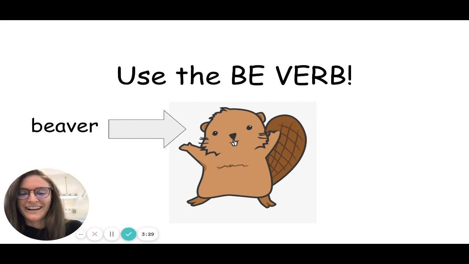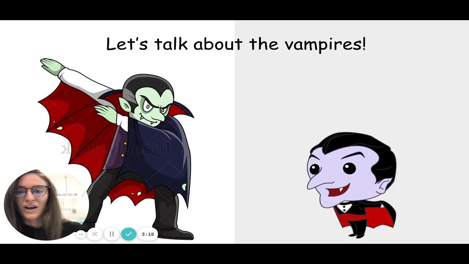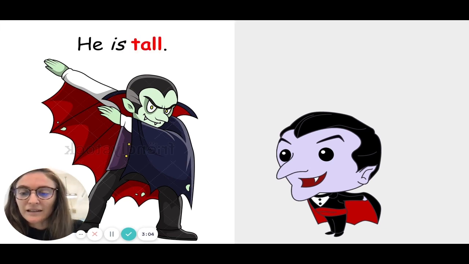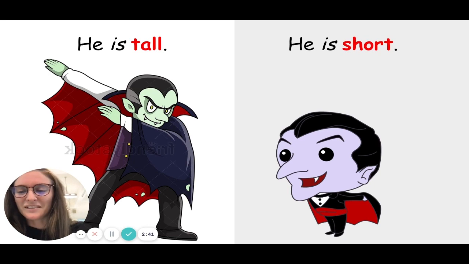an animal that lives in Canada, and he has long teeth for biting into trees. So speaking of long teeth, let's talk about the vampires here, and let's try to use some adjectives. So first, I want you to talk about size. Let's talk about size. So we would say he is tall. What about the one on the right? Is he tall? No, he is short. You can see those two adjectives in red, tall and short.